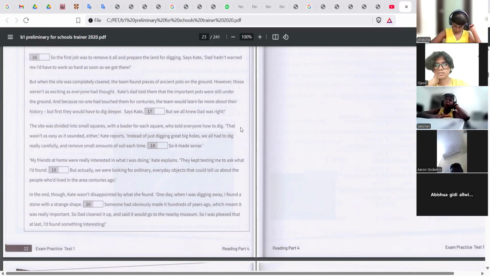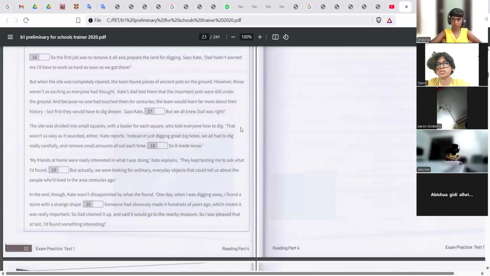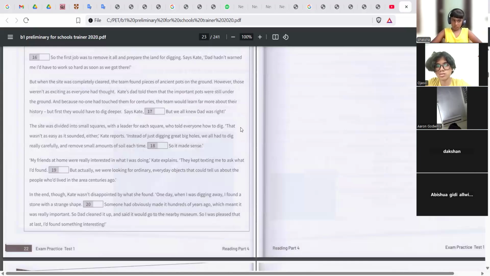Someone had obviously made it hundreds of years ago, which meant it was really important. So Dad cleaned it up and said it would go to the museum nearby. So I was pleased that at last I had found something interesting.